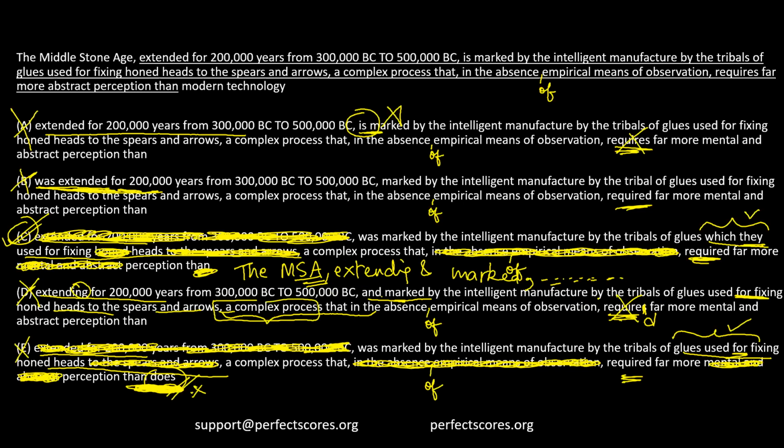Oh, okay. Because yeah, that is the complex process that needs more perception than modern technology. So you're basically comparing this process that needed a lot of perception to the modern technology that we have today. Okay, got it. Thank you. Okay. So I think it's more of a meaning issue about the doubt that you have about D.